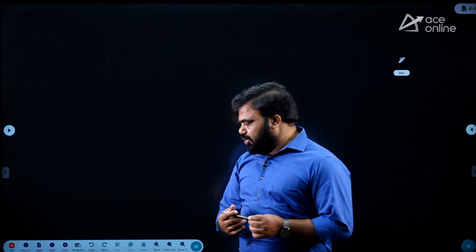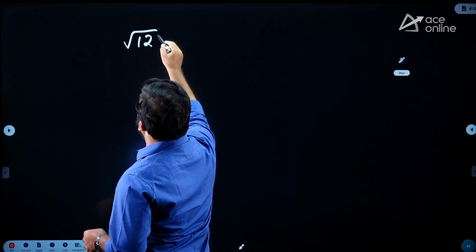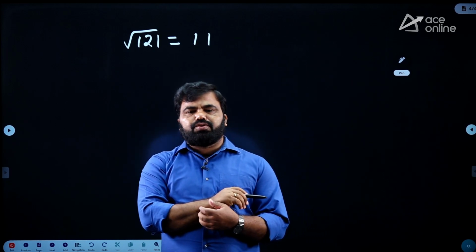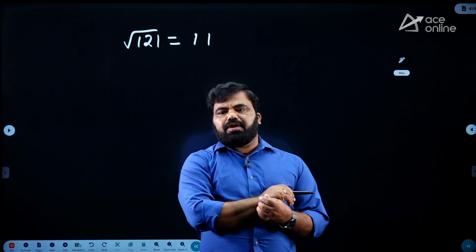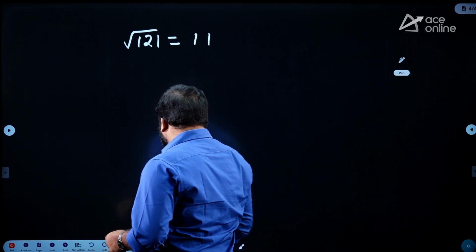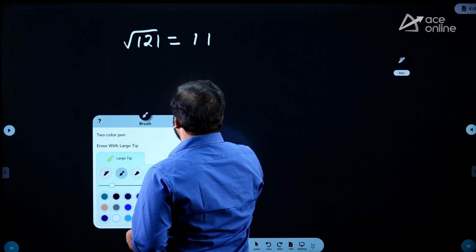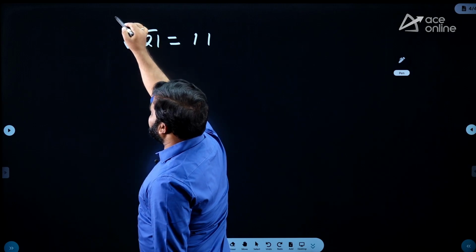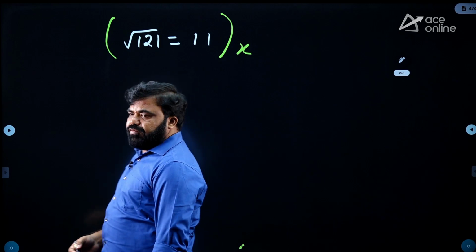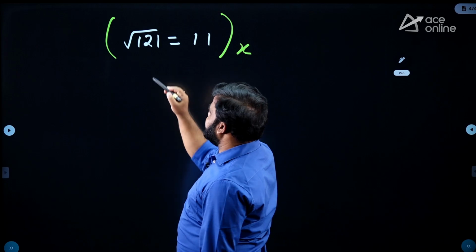Let me take one simple example. Square root of 121 is equal to 11. Then what is the base value which can satisfy this equation? We need to calculate the base values which can satisfy this equation. As everyone knows, we assume a variable for the base, then we calculate the decimal equivalent of each number.